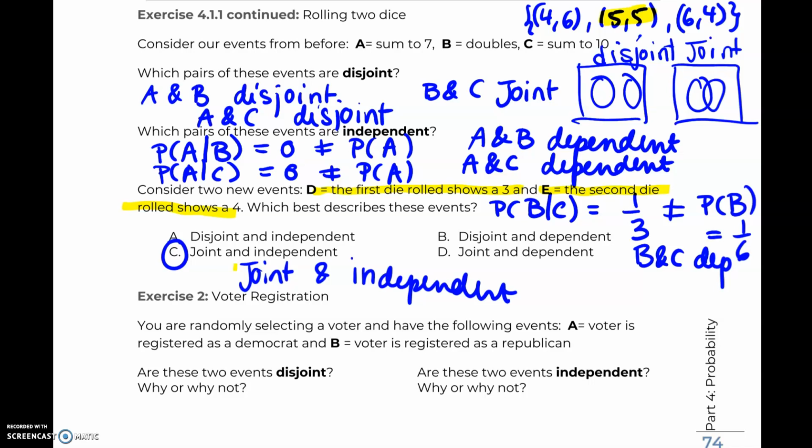So one last question over here is looking at voter registration. The first event is voter is registered as a Democrat. The second one is voter is registered as a Republican. And we're just looking at one voter. So looking at whether the person could be registered Democrat and Republican at the same time. And the answer is no. Therefore, it is disjoint, because it cannot happen at the same time.